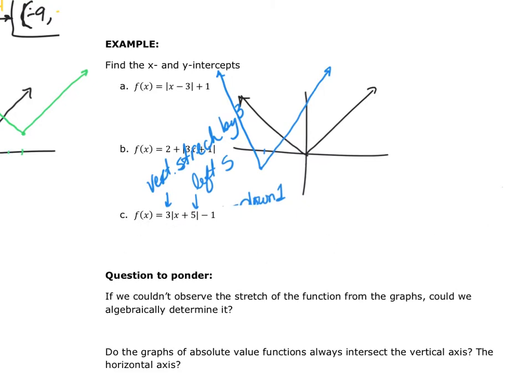So for my x-intercepts, I do 3 times the absolute value of x plus 5, minus 1, is equal to 0. When I'm finding my x-intercepts, I set it equal to 0. So 3 times the absolute value of x plus 5 is equal to positive 1. And because it's positive, I know I'm going to have 2 solutions. The absolute value of x plus 5 is equal to 1/3. And if you remember from yesterday, we have to try to isolate the absolute value.